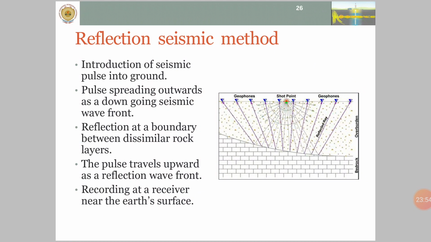the reflection survey. In the reflection survey, there is an introduction of a seismic pulse into the ground, the pulse spreading outwards as a downgoing seismic wavefront. Reflection happens at the boundary between dissimilar rock layers. The pulse travels upward as a reflection wavefront. Recording happens at the receiver near the earth surface.